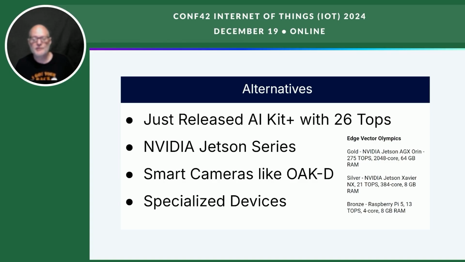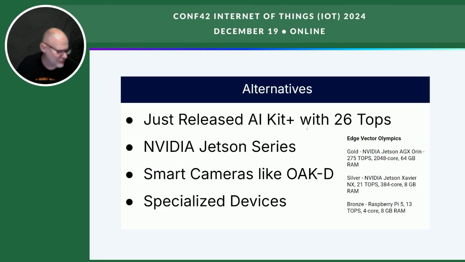Looking at some of the other options out there, the Jetson AGX Orin is 275 TOPS, 64 gig of RAM, and 2,000 cores. And this is today, December 2024. By next year, I would not be surprised if there's edge devices with double those performance numbers.